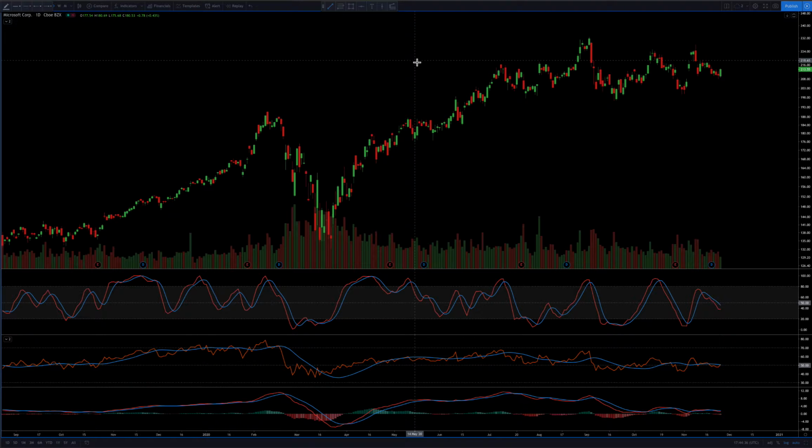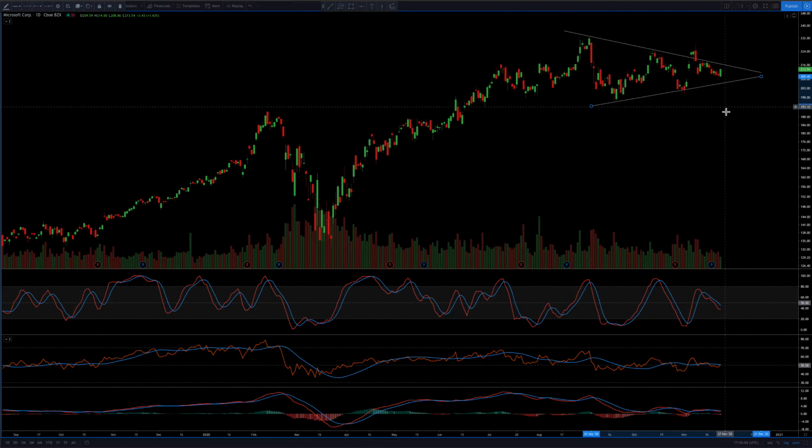Let's draw some trend lines. Let's draw a resistance trend line, and then a support trend line. And it's going to give us basically a symmetrical wedge. Symmetrical wedges can break either up or break down.